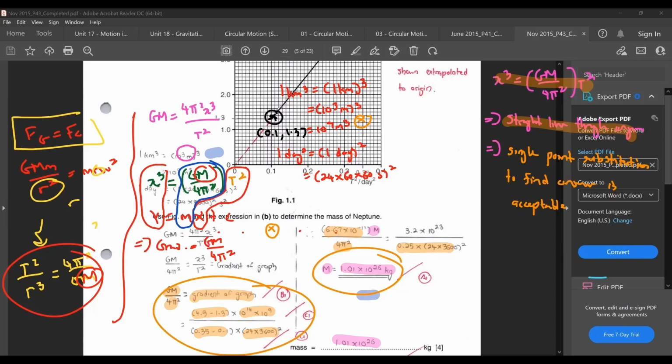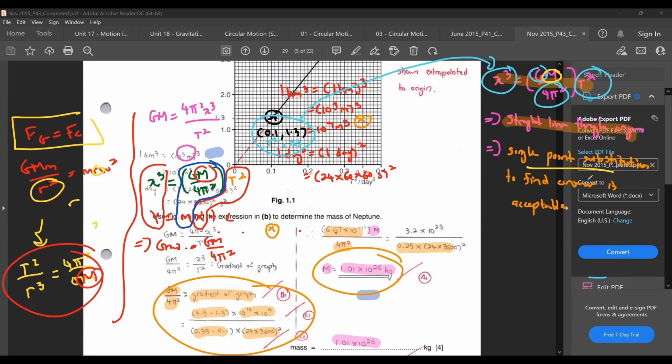Let's just say I use this point where this one was supposed to be my t square. Sorry, maybe I use a different color. Where this one is supposed to be my t square and this one is supposed to be my x cube, right? So what if I just read from one point, get the value for one point, and then substitute it over here, substitute for x cubed, t square, G and 4 pi squared, and then eventually find out what's the value of M. If you want to do this by using just one value from a point, it is acceptable.